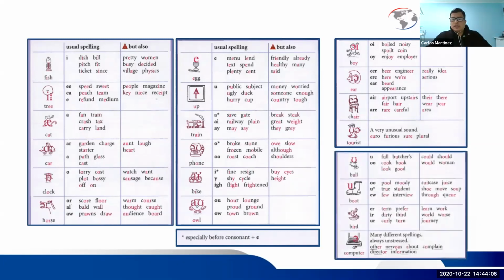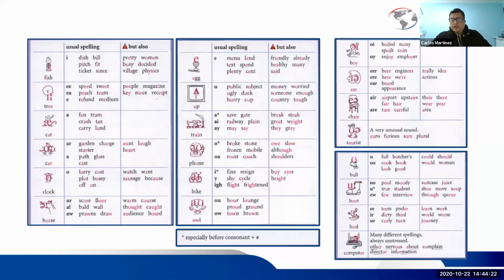Then we have tourist, the O, tourist. This is an unusual sound. We have the euro, furious, sure, and plural. Okay, this sound is not as common, but it still appears.